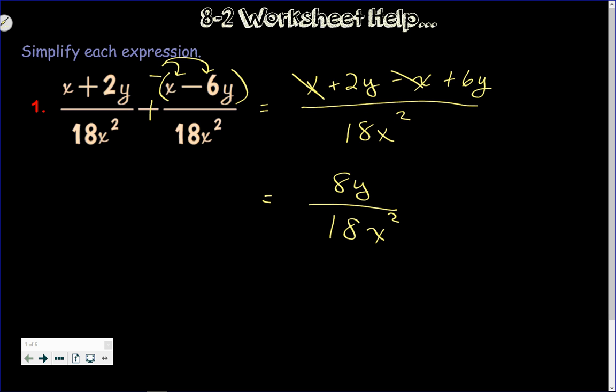Now, am I finished here? Can I simplify it even further? Well, you can reduce, can't you? Yes, exactly. So what would it reduce to? 4. Okay, so 2 will go to that. That'll give me 4. 2 will go to that. That'll change that to 9, right? So 4y over 9x, and you're done. That's about the easiest thing I've ever seen in my life.